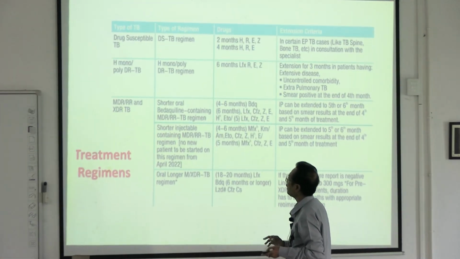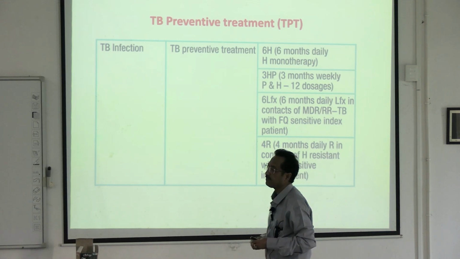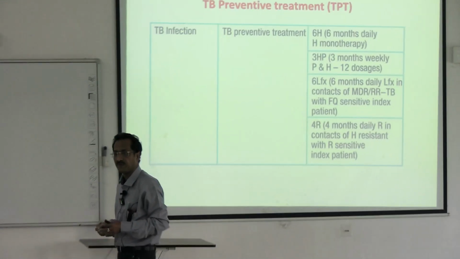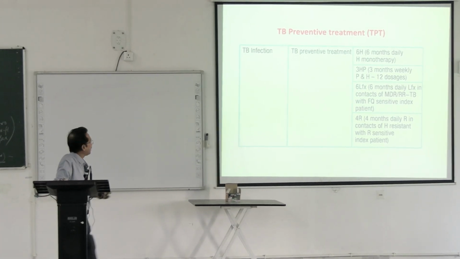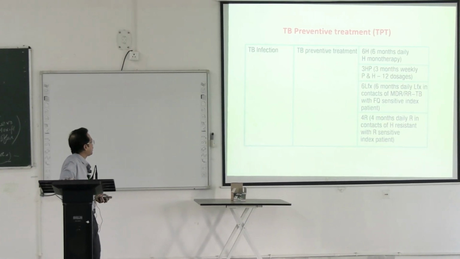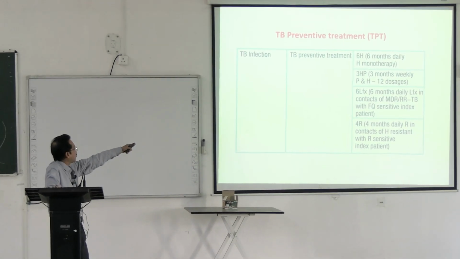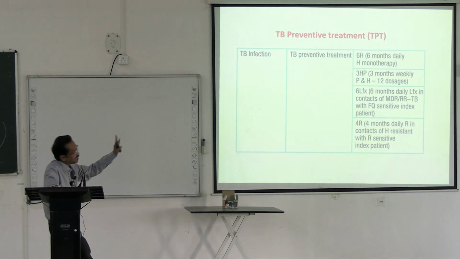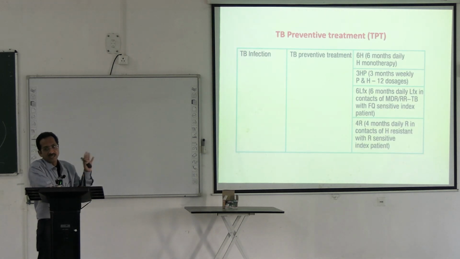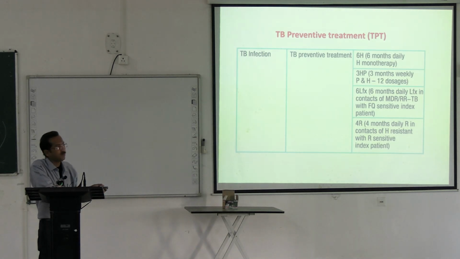It is a bit difficult to remember. This is TB preventive treatment. Sometimes it comes: how will you prevent? A mother is tubercle bacilli AFB positive, what is to be done? 6 months of INH monotherapy, 3 months weekly of pyrazinamide and H, and levofloxacin for 6 months for those who have been in contact, and 4 months of daily rifampicin in the context of INH resistant patient. At least you remember the INH prophylaxis: 6 months of INH prophylaxis in TB preventive treatment.